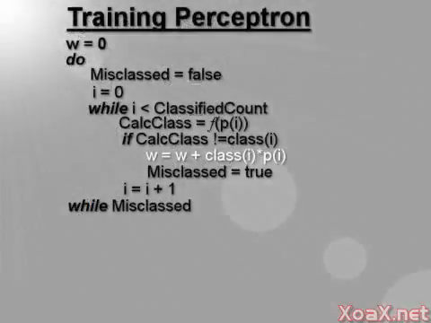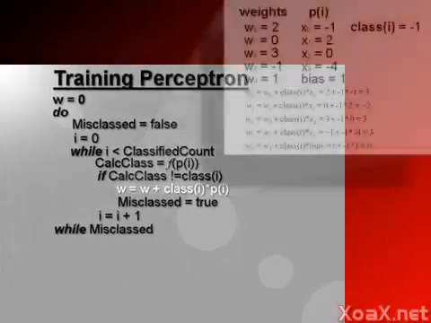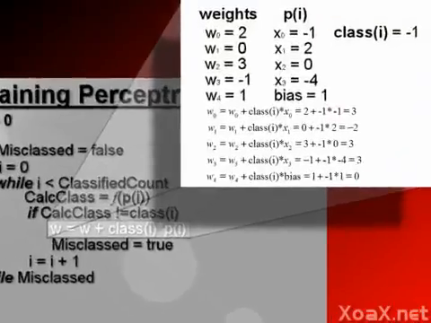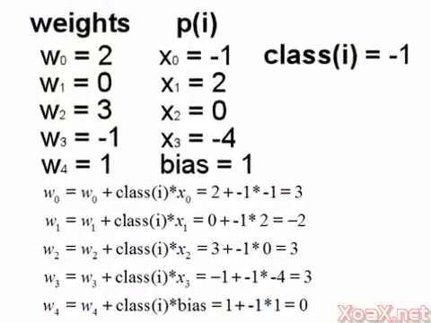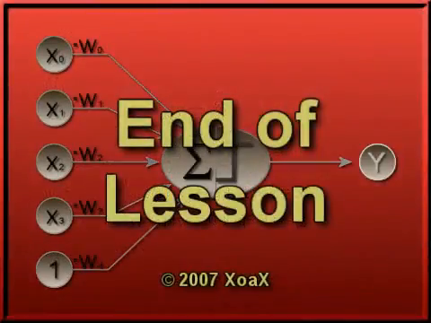The next if statement checks whether the point was misclassified. The point that we just showed was misclassified, so we use it to adjust the weights. Here we show that the weight is adjusted by the class value times the corresponding component to the point. This concludes the lesson.